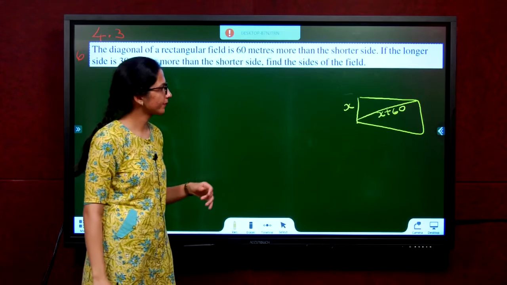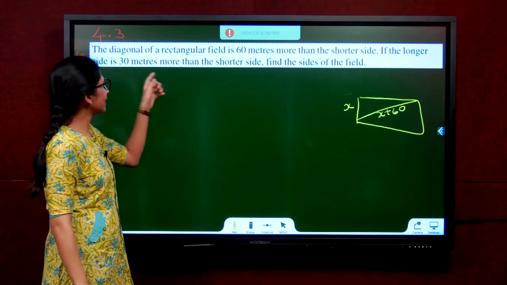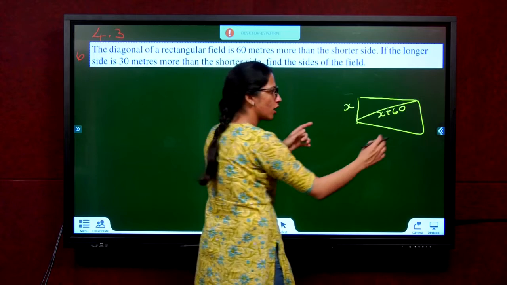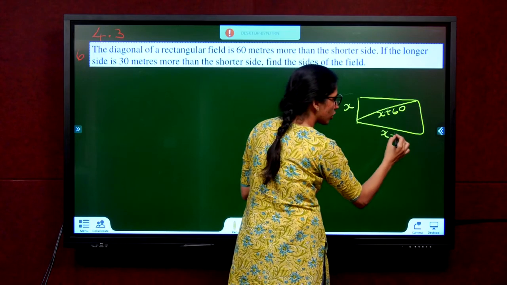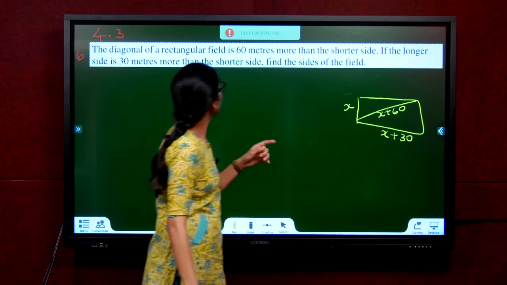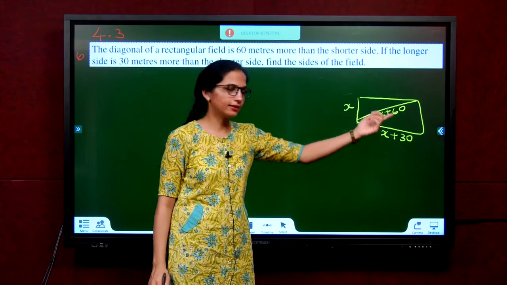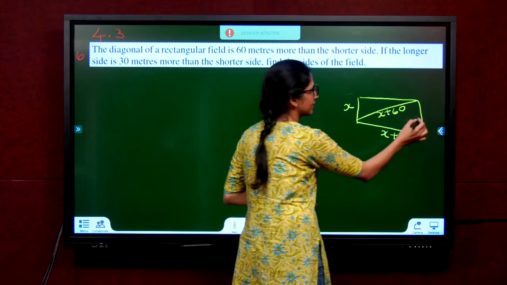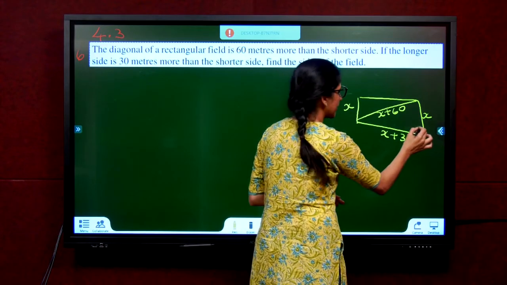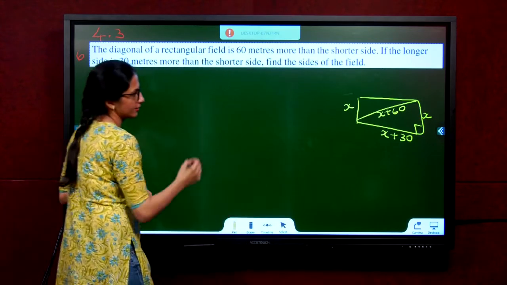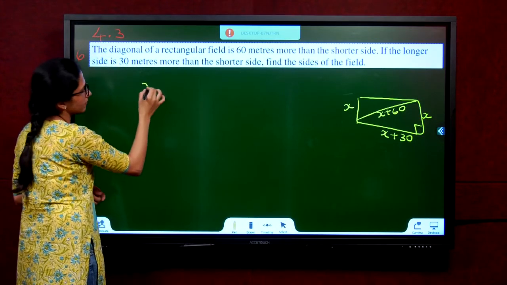No problem. The longer side is 30 meters more than the shorter side. If the shorter side is x, the longer side is x plus 30. Find the sides of the field. That means find the breadth, length, diagonal. If this is x, this is also x. This is 90 degree. Can I apply Pythagoras theorem to this triangle? Yes. So applying Pythagoras theorem there.